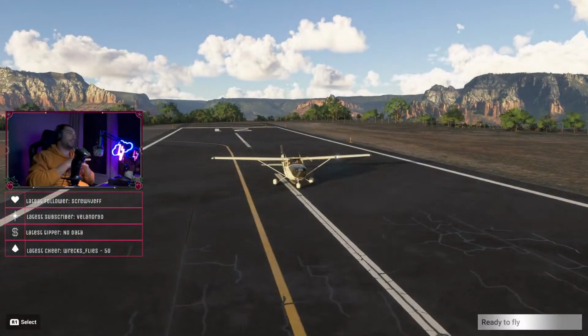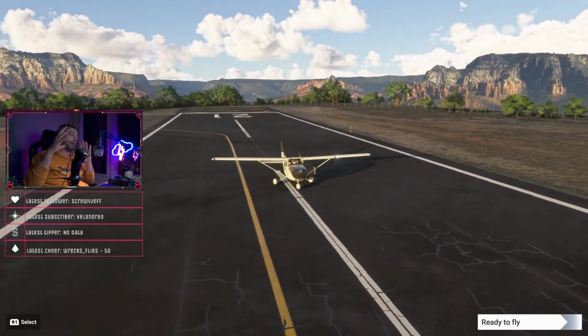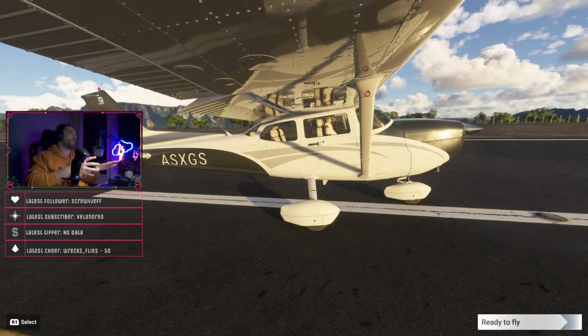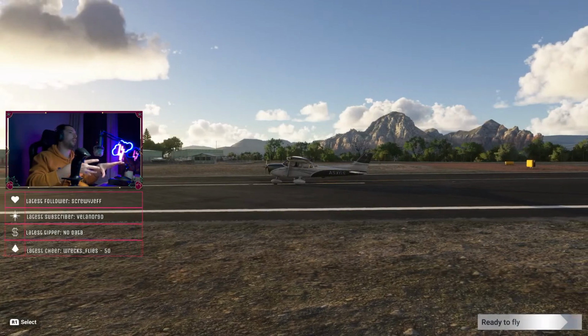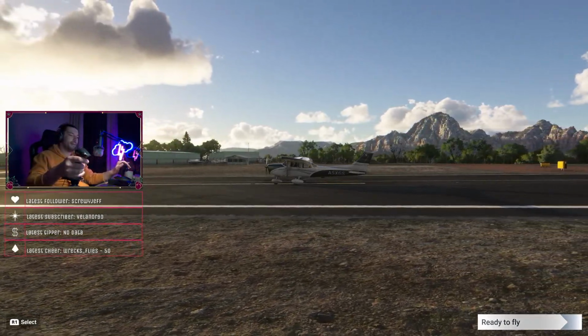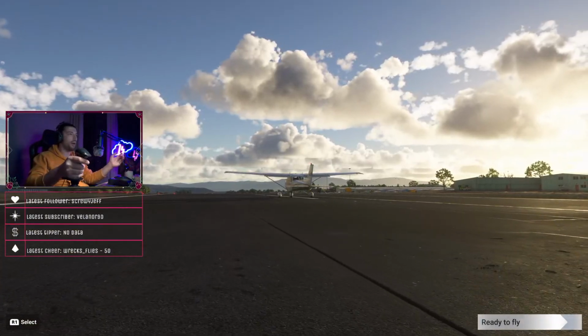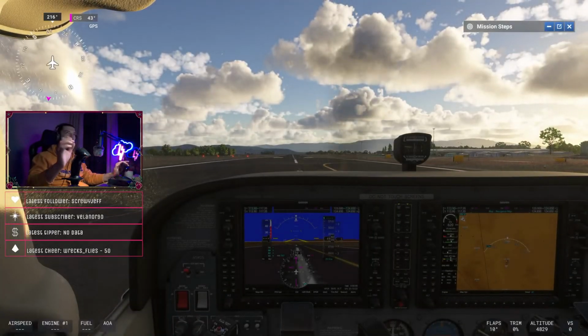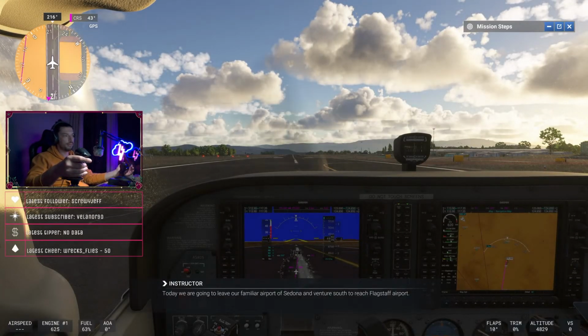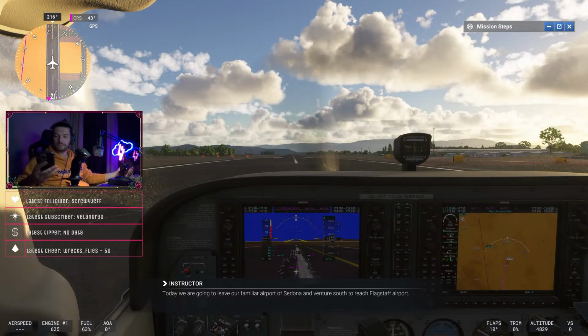I think there's still an issue between the HOTAS 4 and the controller, because sometimes you need the controller, but if I'm playing with a HOTAS 4, I don't want to use the controller, so I just put it aside. Anyway. Today we are going to leave our familiar airport of Sedona and venture south to reach Flagstaff Airport.